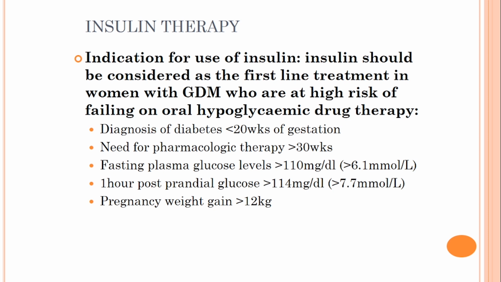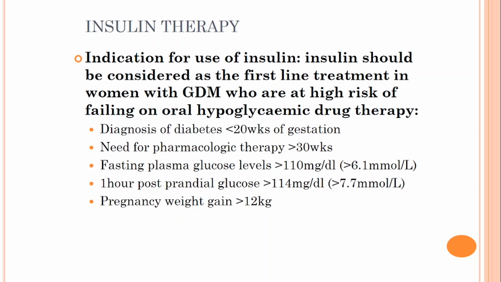So, insulin therapy. Indication for use of insulin. Insulin should be considered as the first-line treatment in women with gestational diabetes mellitus who are at risk of failing on oral hypoglycemic drug therapy. So, who are those patients that are at risk of having oral hypoglycemic therapy failed? So this is a particular set that insulin should be commenced with ab initio. So what are the subset of the group?